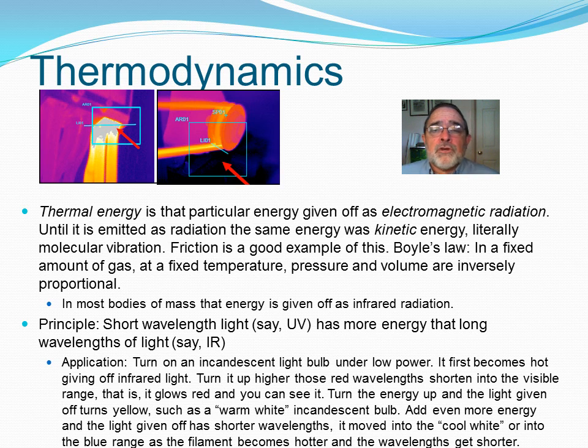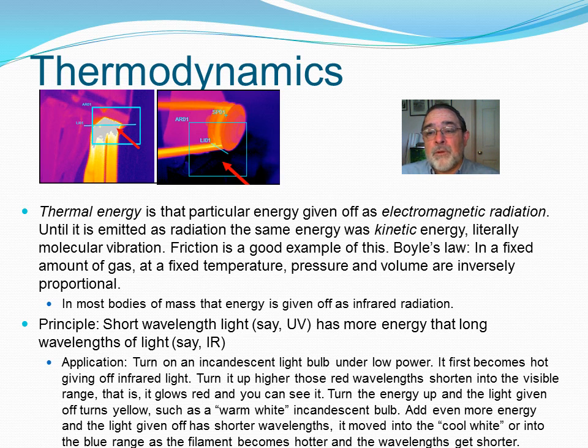Here's a principle. Short wavelengths of light, say UV light, ultraviolet, has more energy than long wavelengths of light, say infrared. The application is, turn on an incandescent light bulb under low power. This is kind of a proof of that. At first it becomes hot, giving off infrared light, and a thermographer can see that even though you might not be able to see any visible light. It's being given off as infrared. Turn that power up, and those red wavelengths shorten into the visible red range. It glows red and you can see it.